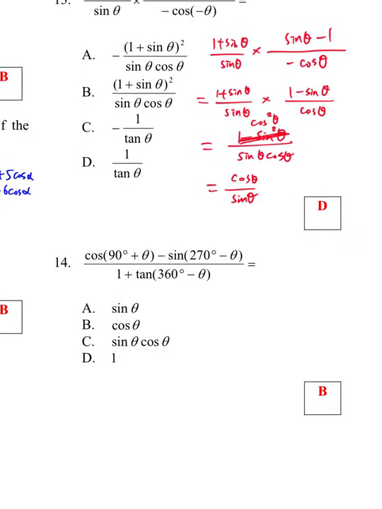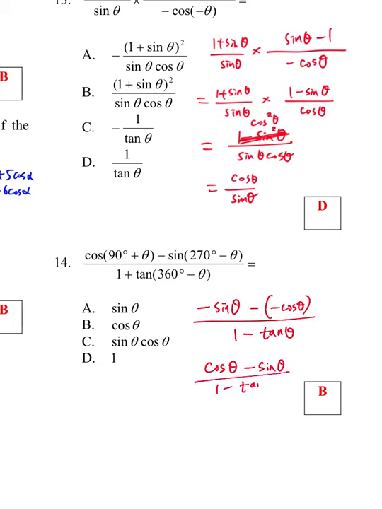While question 14 is slightly more difficult. Again, I'm not going to derive all the identity results one by one. I will just write down the answer. You can follow one by one. And then you will see that the answer will be cosine theta minus sine theta over 1 minus tangent theta.